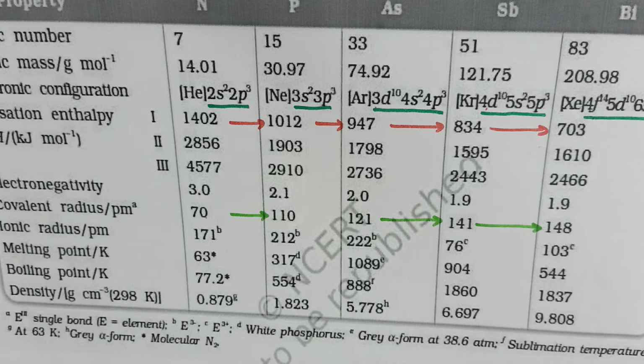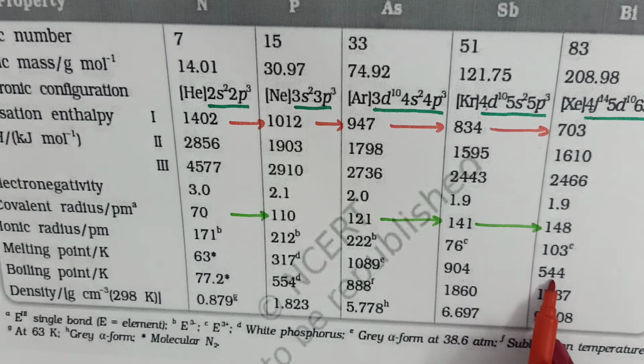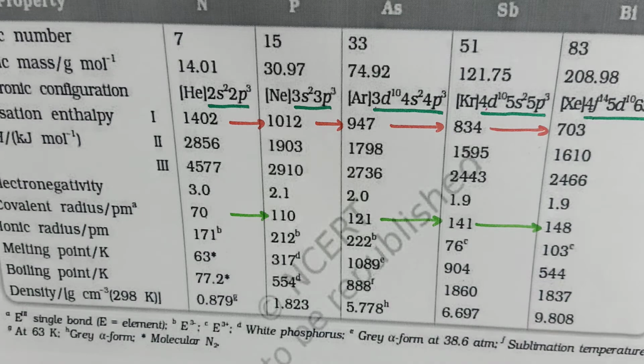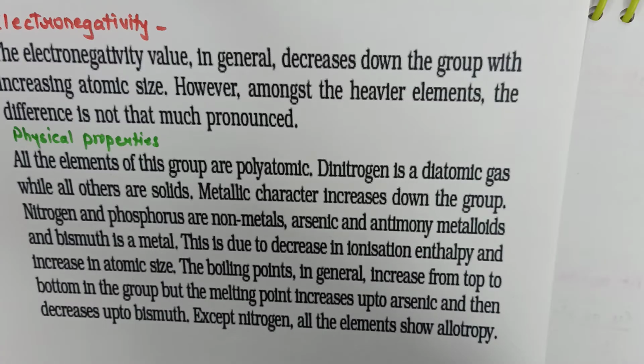If we consider the trends of boiling point, the boiling point continuously increases from nitrogen to phosphorus to arsenic to antimony and bismuth. But in case of melting point, it increases till arsenic, then it suddenly decreases at antimony, and again it decreases at bismuth. The density also increases from nitrogen to bismuth.